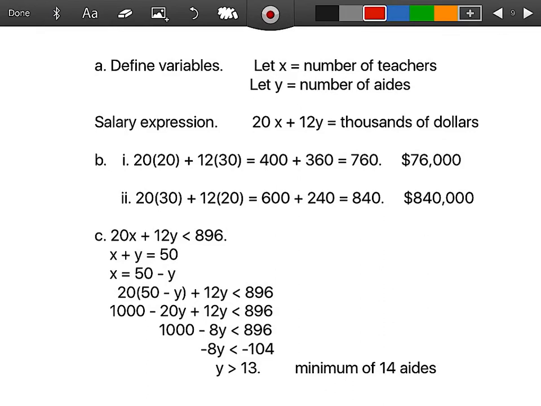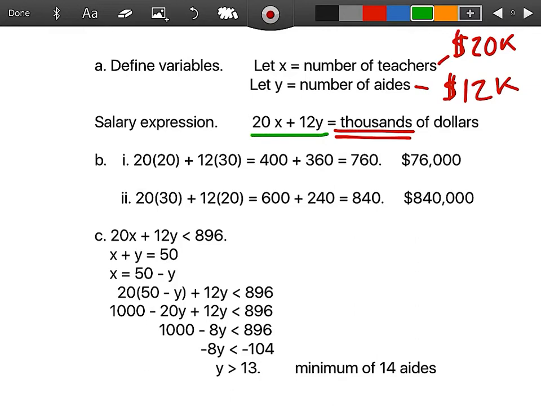On defining the variables, I'm going to let X be the number of teachers, and remember they were making $20,000 a year, and my aides are going to be Y, making $12,000 a year. So for my salary expression, let's not mess with all these zeros, let's just call the variable thousands of dollars. You can do that. Then I'm just working with 20 and 12 and not 20,000 and 12,000. So my variable becomes 20x plus 12y is equal to the thousands of dollars of salary.